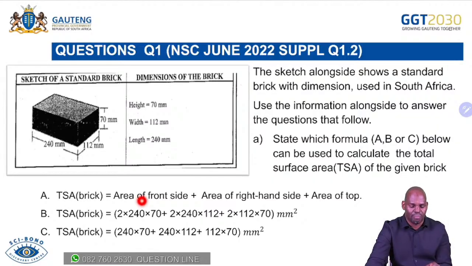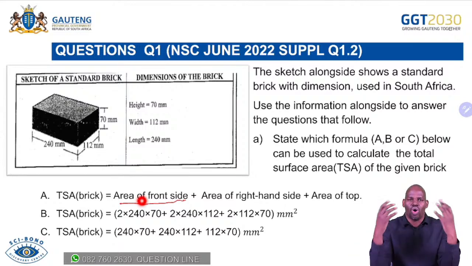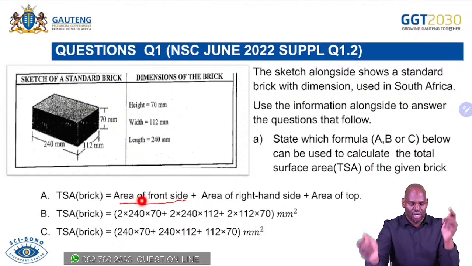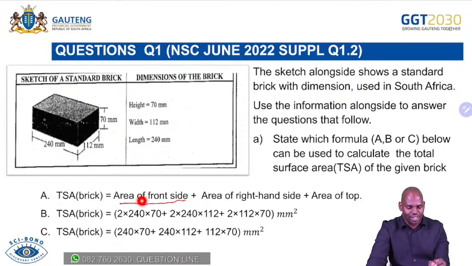Let us look at the possible answers. They say TSA brick, that means the total surface area of the brick, is area of front face. Now remember, the definition of total surface area is the total area of all the faces. That means you take the area of all the faces and add them together. How many faces does the brick have? The brick has 6 faces. So the total surface area must be the sum of all the faces.